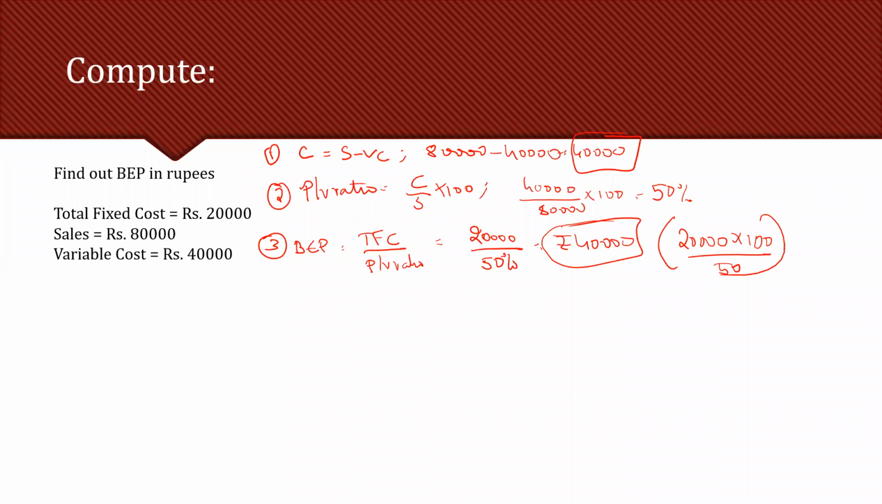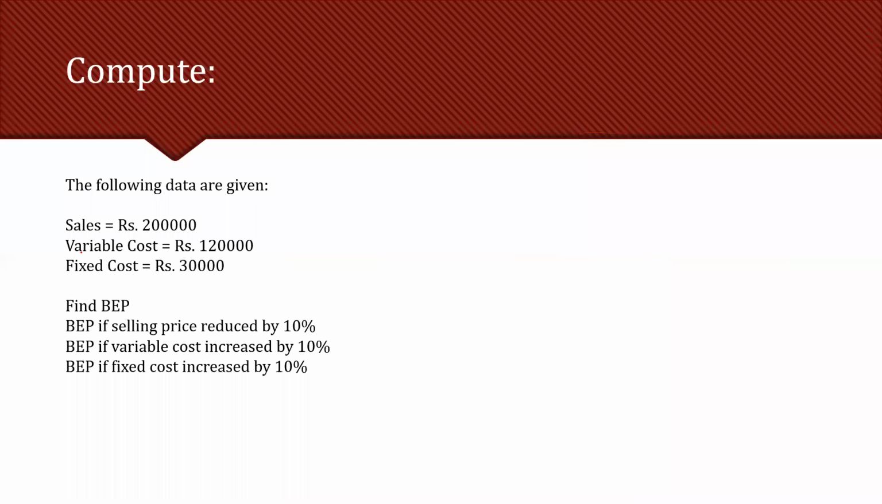Yes, sir. And this is another variant of question. The sales, variable cost and fixed cost are given. You have to find out the break-even point for 4 cases. First one, second one, third one, and fourth one. These are the 4 cases for which you have to find out break-even point.